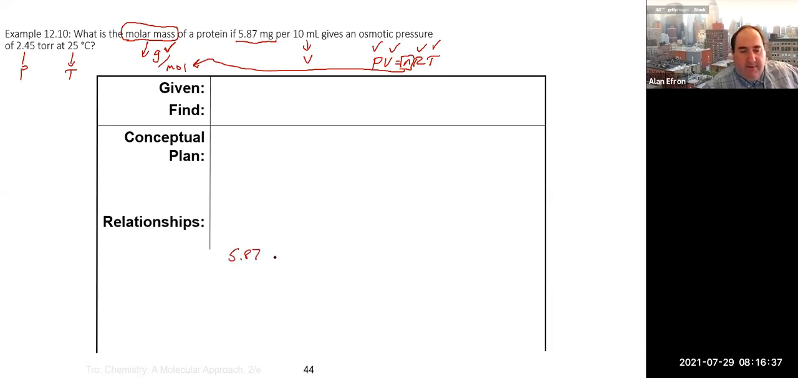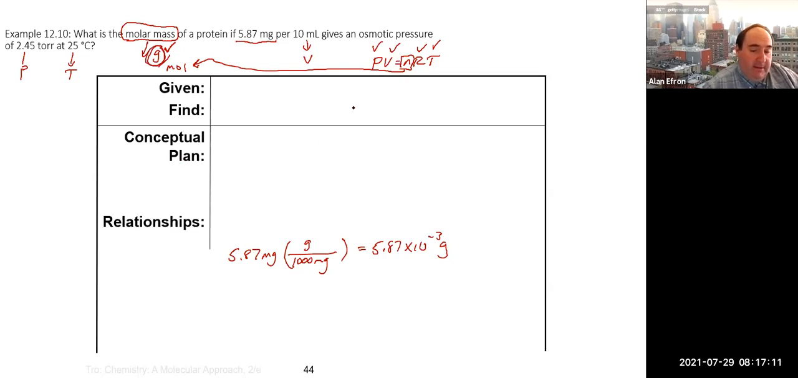5.87 milligrams. There's 1,000 milligrams in a gram, right? Like 1,000 milliliters in a liter, right? It's kind of the same conversion. And if we do that, 5.87 divided by 1,000 is going to get us 5.87 times 10 to the minus 3 grams. So right there, by that conversion, we now have the top part that we need.